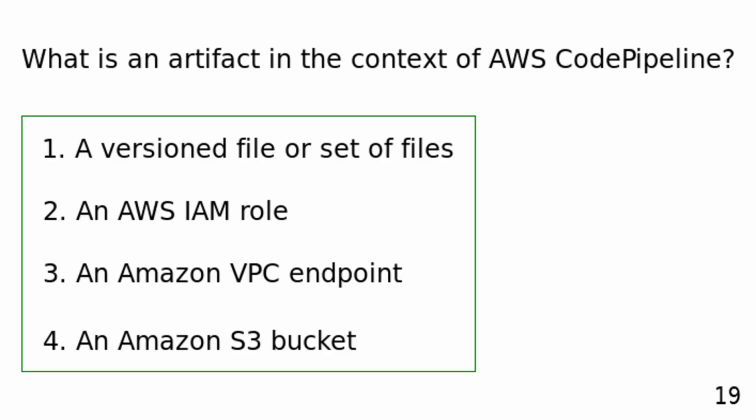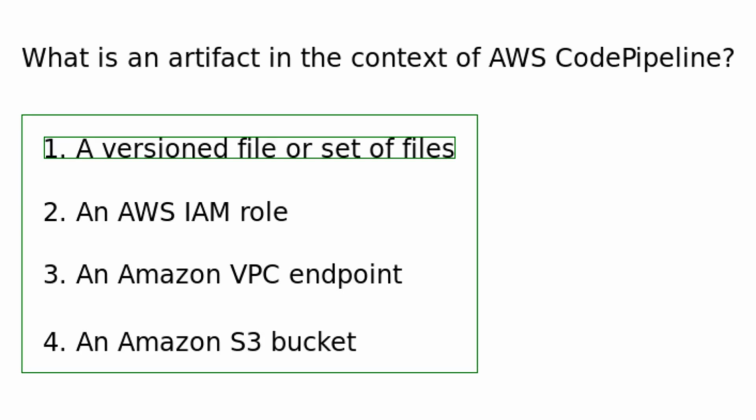What is an artifact in the context of AWS CodePipeline? A version file or set of files. An AWS IAM role. An Amazon VPC endpoint. An Amazon S3 bucket. An artifact in AWS CodePipeline refers to a version file or set of files produced by a pipeline's actions, such as build outputs or deployment packages.